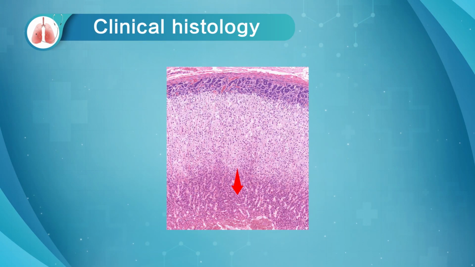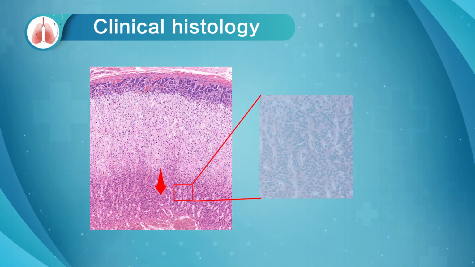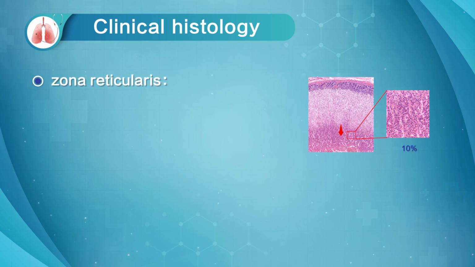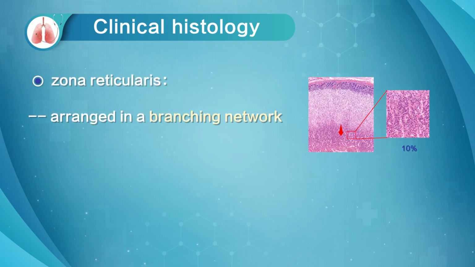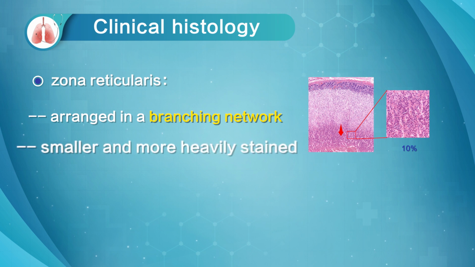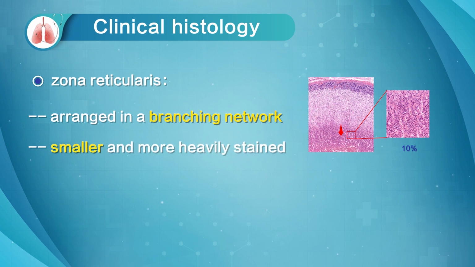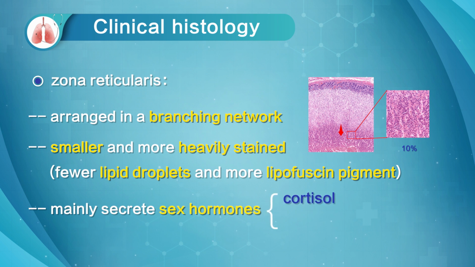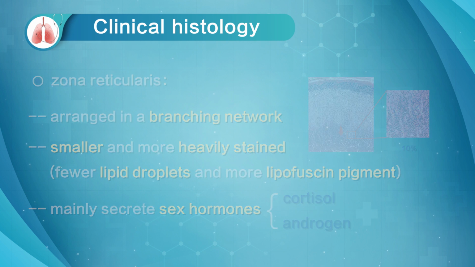The innermost zona reticularis locates close to the medulla. It occupies about 10% of the cortex, and the cells are arranged in a branching network. The cells are smaller and more heavily stained than other zones because they contain fewer lipid droplets and more lipofuscin pigment. These cells can secrete cortisol and androgen that supplement the sex steroids secreted by the gonads.